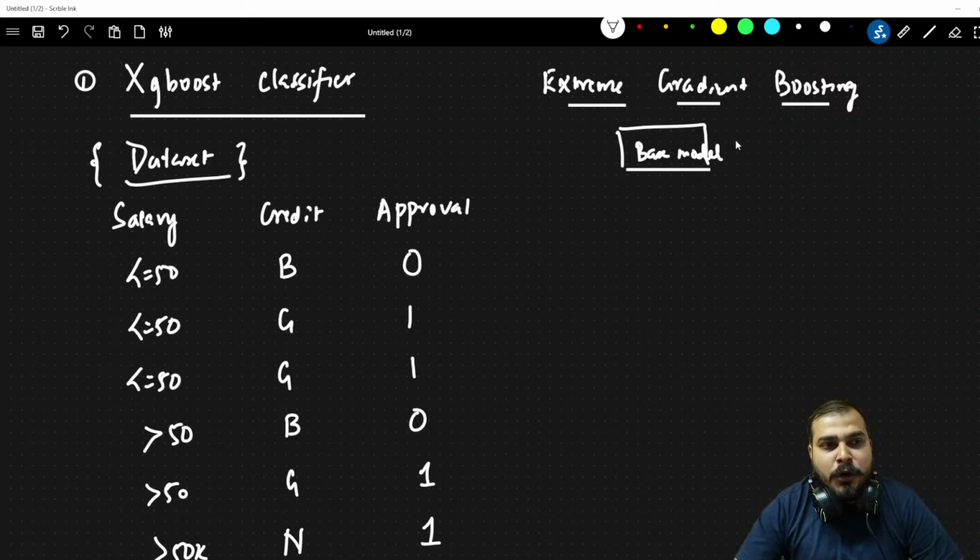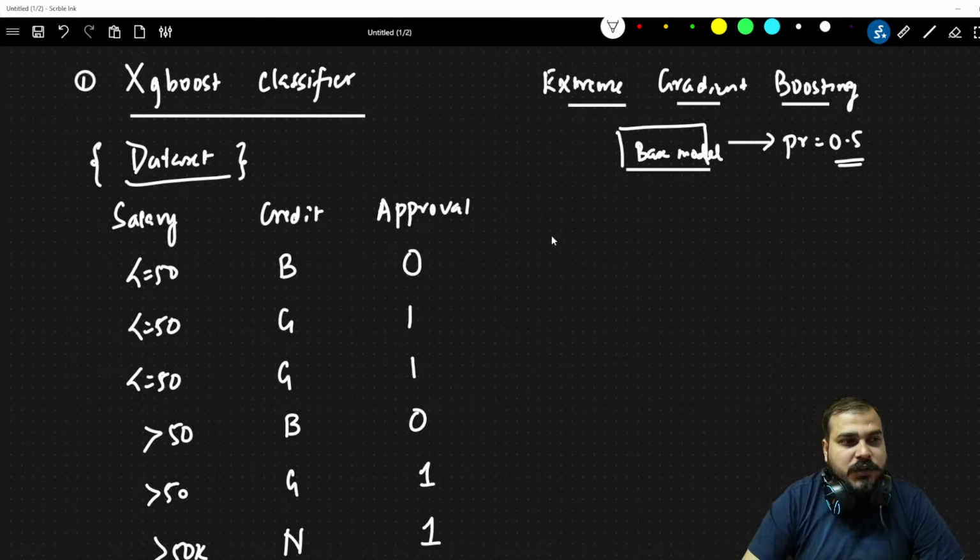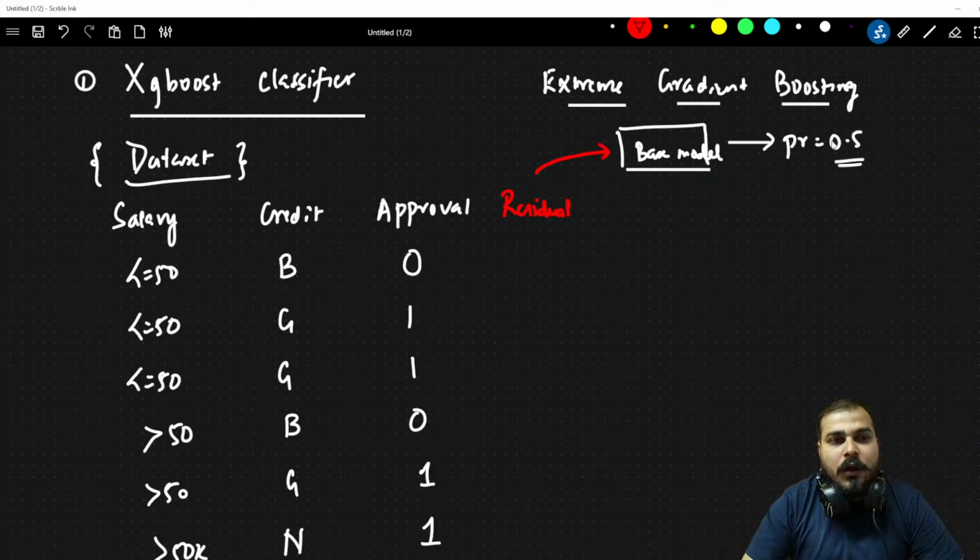This base model will always give an output probability of 0.5 in the case of a classification problem. So suppose this probability is 0.5. Then I will create a field over here. This field is called the residual field. For the first base model, any data set that you give from here to train, it will always give you the output as 0.5. So this is just a dummy base model.